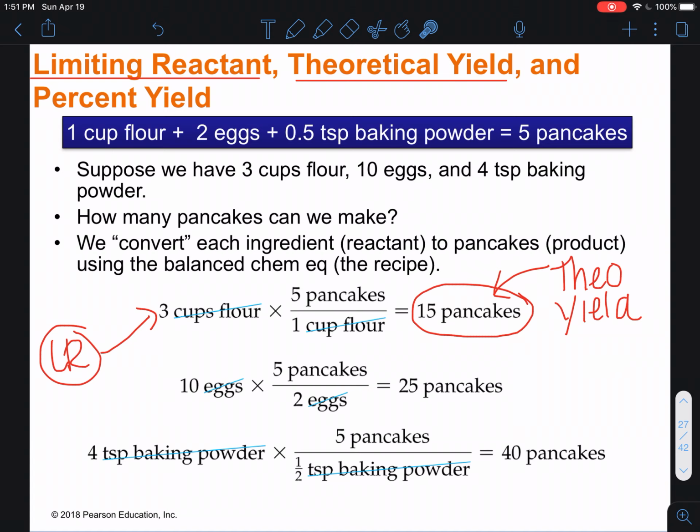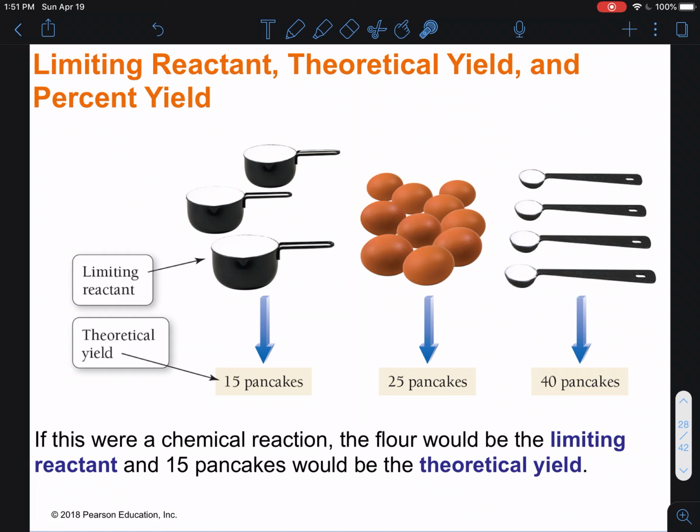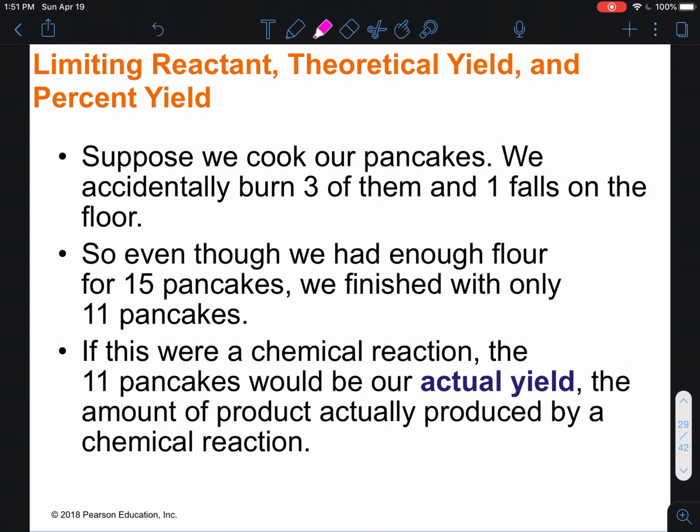Okay, so in theory, when we use 3 cups of flour, we should get out 15 pancakes. That is why it's our theoretical yield. So this is all just saying the same thing, right? If this were a chemical reaction, the flour would be the limiting reactant for the reasons that I just mentioned, and 15 pancakes would be the theoretical yield, right?